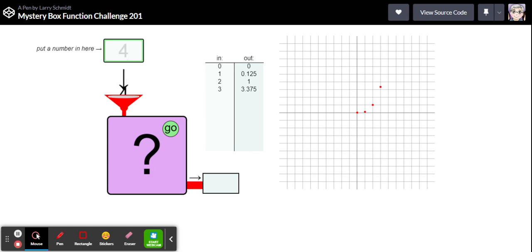Let's put in a 4. And 4 gives us 8. That's a useful point, I think. Maybe it'll help us in our thinking. Let's see what happens. Is this a parabola? It looks very flat down at the bottom. Is it maybe an x to the 4th? Let's see what happens in the negative.